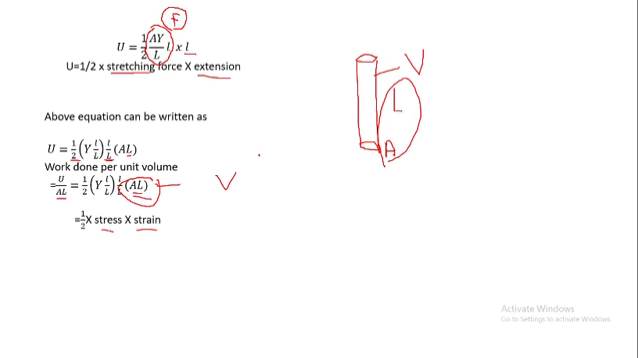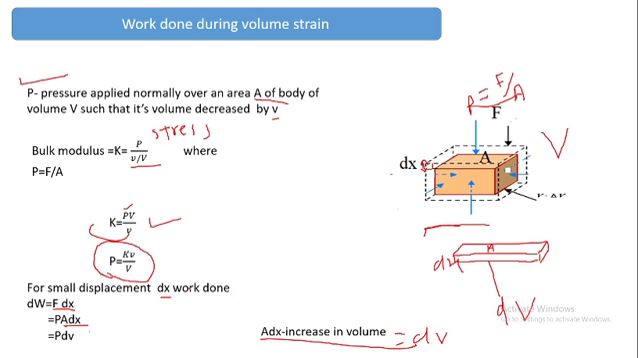So 1/2 into stress into strain. In the case of longitudinal strain, we replace the strain by the longitudinal strain, and for volume, it is the volume stress and volume strain. It is the same thing, using the bulk modulus basic formula, which is written for P. P can be converted into F, so you should remember the relation between pressure and force. If you know it, then it is easy to solve. Otherwise there is a difficulty.